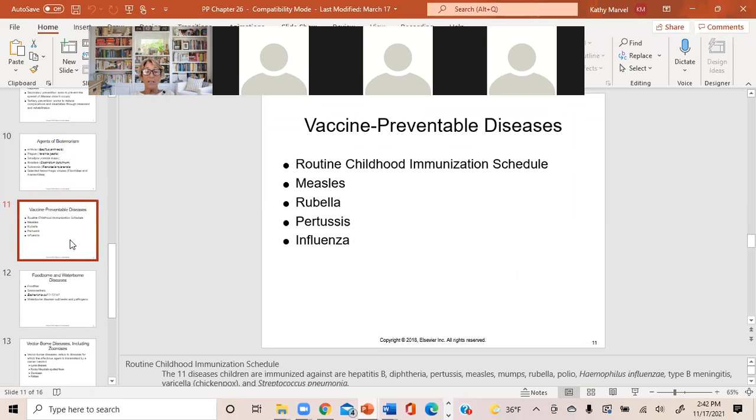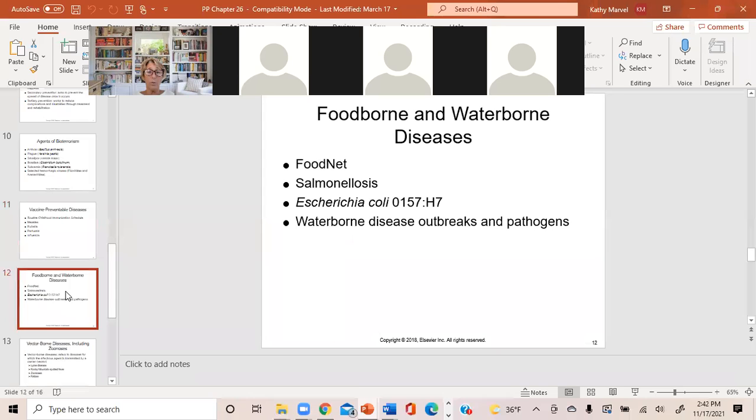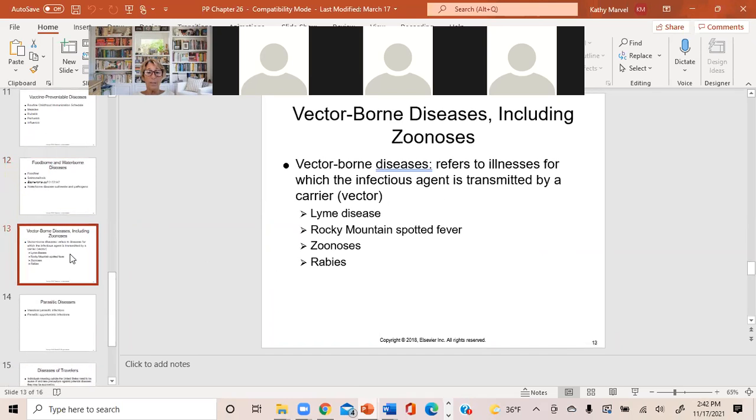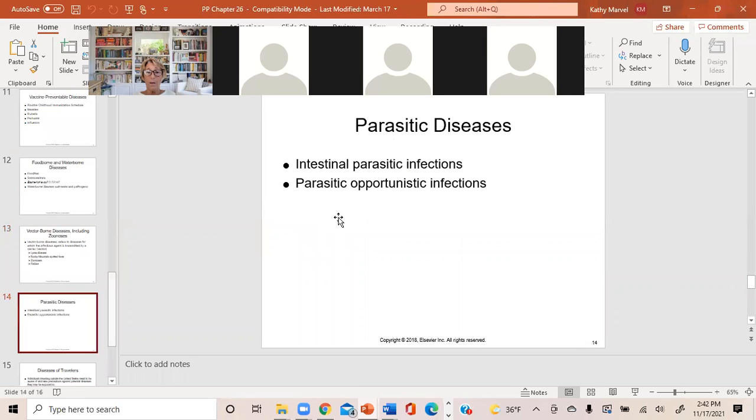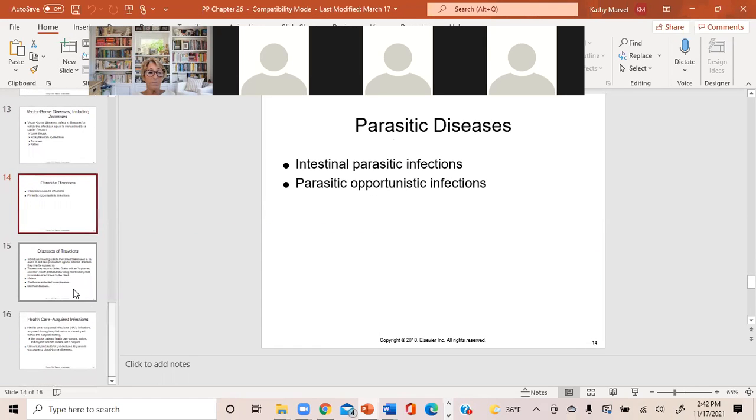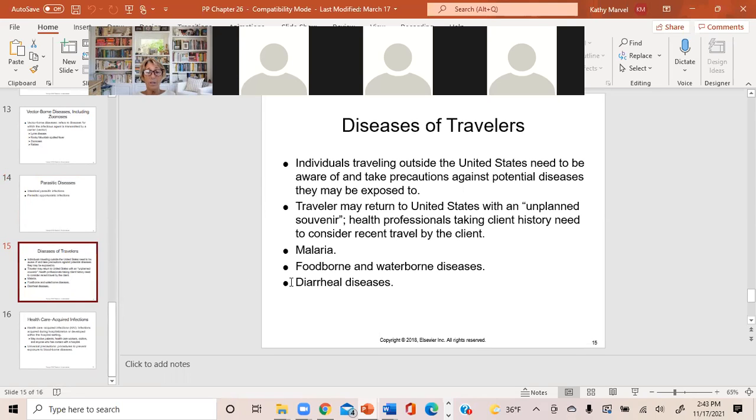So I don't know. What are some vaccine preventable diseases? Here they are. This is what we get our kids immunized for before they go to school. What do food and waterborne diseases look like? Salmonella, food poisoning. Vector-borne diseases. Okay, what are those? Illnesses for which the infectious agent is transmitted by a carrier, a vector. Lyme is your tick, right? That's the most common one. And then you have your parasitic diseases. And obviously diseases of travelers, right?